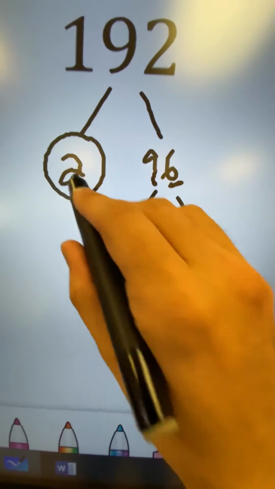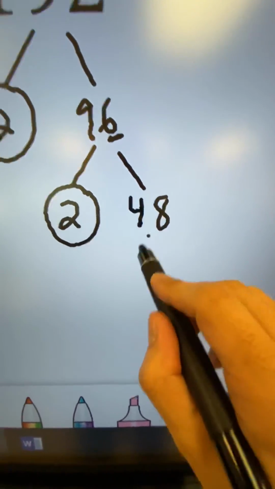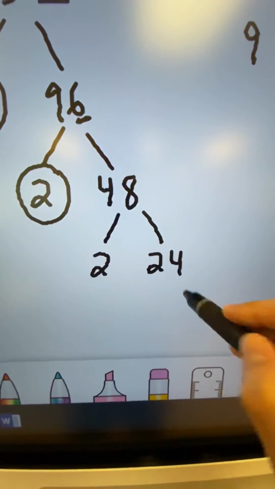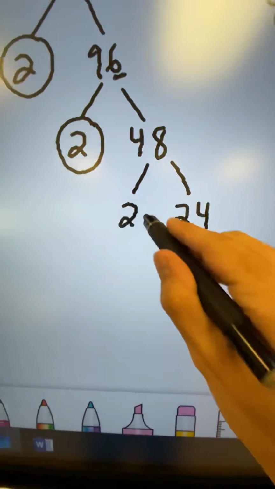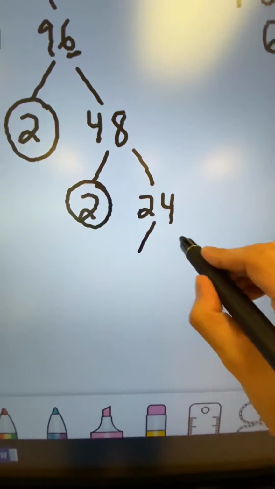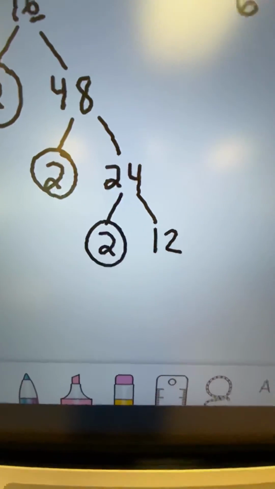2 is prime, same reasoning as before. And I keep repeating. This is even. I could divide it up by 2. That's 2 times 24. This is prime. And I can repeat again. This is even, so I could divide it by 2 again. 2 times 12. That's a prime number.